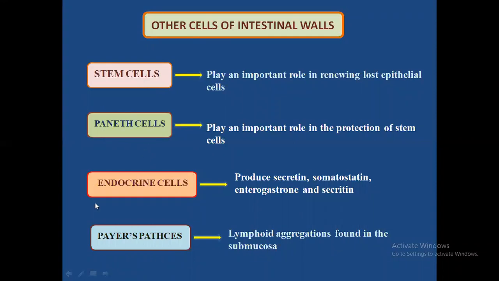Endocrine cells are there. They are producing some hormones. And Peyer's patches, these are very important. Peyer's patches are lymphoid tissue. This lymphoid tissue collects any foreign invader or any kind of microorganism which is not related to our body. Those are also collected by the Peyer's patches. This is the lymphoid aggregation.